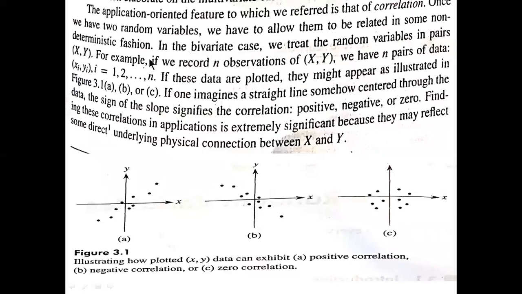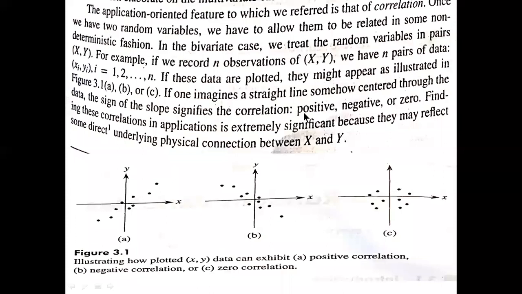If these data are plotted, they might appear as illustrated in the figures. It might be like this, like this, like this. You are plotting xi, yi in different ways for n different pairs of data. Now here, the points are arranged like this, so it has a positive slope. This one is arranged like this, so it has a negative slope. We are trying to approximate all the points with a line. You can approximate it to a line here and over here, whereas here you can't approximate it to a line. So the slope here is positive, the slope here is negative, and there is no slope here.